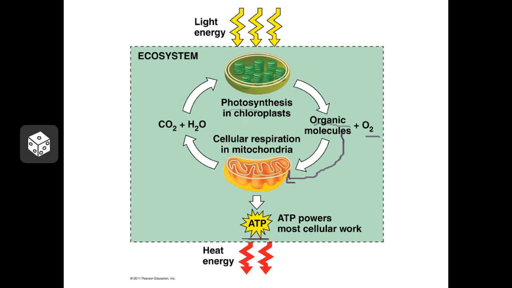Now, plants and algae are autotrophic, so they are going to contain both chloroplasts and mitochondria. But what about us? What about animal cells? Our cells don't have chloroplasts. So what in the world can we do?